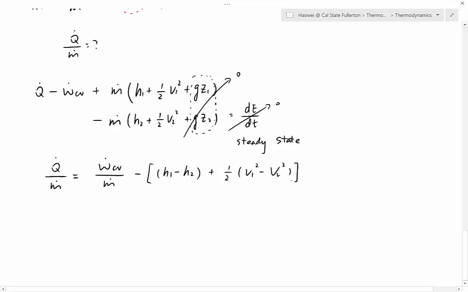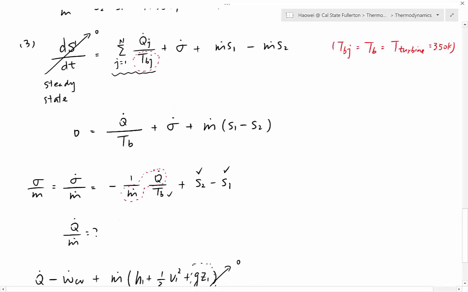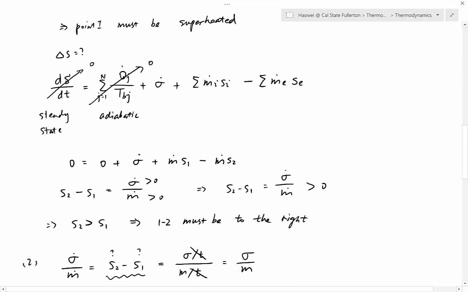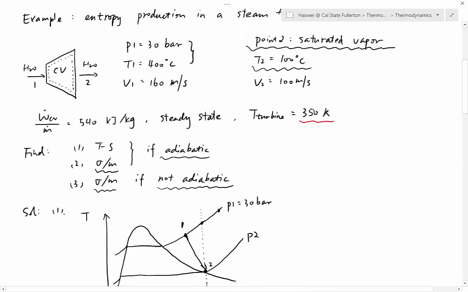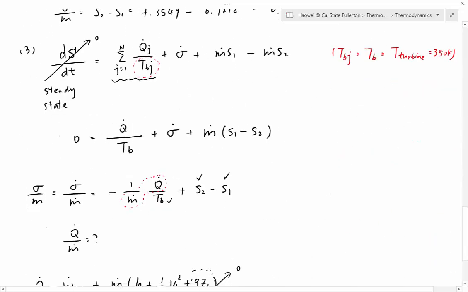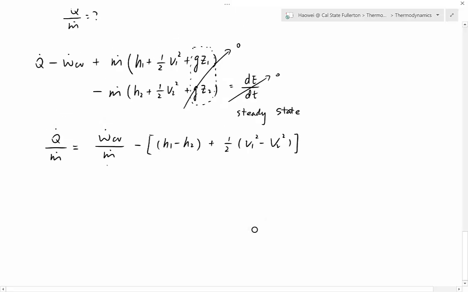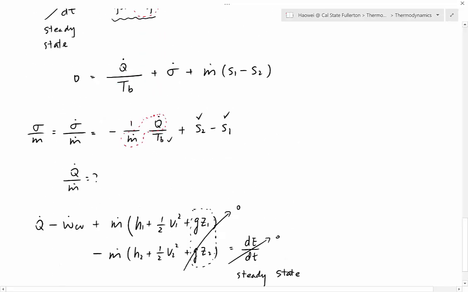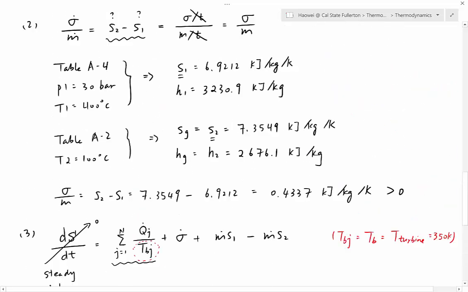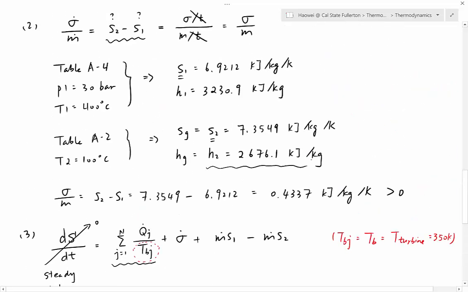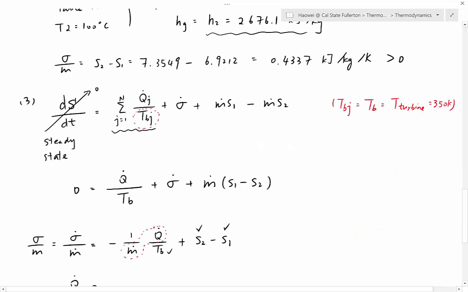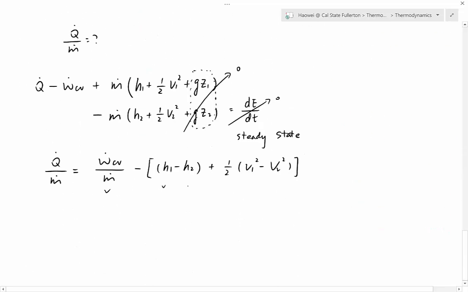Okay, let's take a look. If we have everything on the right-hand side, then we're done. First of all, W dot CV over M dot, is that given? W dot over M dot is actually given: 540 kilojoule per kilogram. So yes, we have that. H1 and H2, did we find H1 and H2? Actually, I did. H2 is right here, and H1 is right here. And V1, V2 are given, so I have everything on the right-hand side.